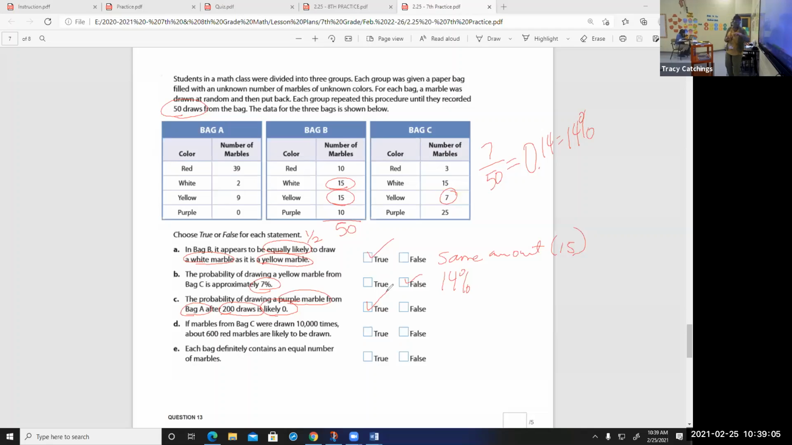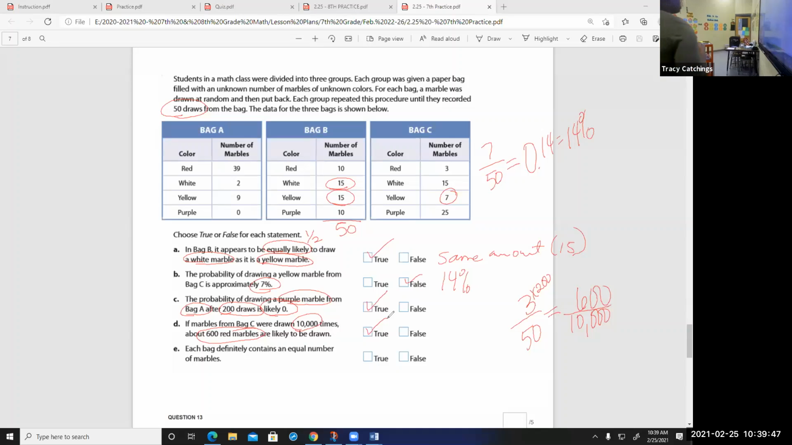D said if the marbles from bag C were drawn 10,000 times, about 600 red marbles will be drawn. Well, let's see, they said red. So that would have been 3 out of 50. And then they told us we're trying it 10,000 times. Somebody tell us 10,000 divided by 50. You divided wrong. So then 200 times 3 will give us 600. True or false? Good job.